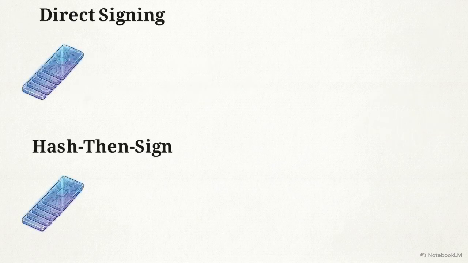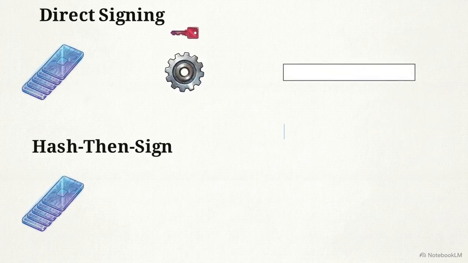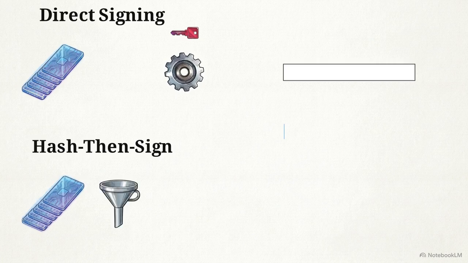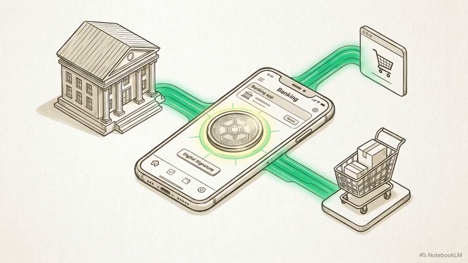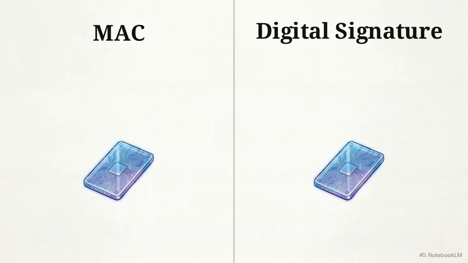A common question is why we bother hashing the message at all instead of just signing the whole document. Using public key mathematics on massive files is slow and computationally expensive. Signing a tiny hash digest solves this, keeping the process fast. By combining hash efficiency with private key mathematical proofs, we create the trust layer used in modern online banking and e-commerce. Let's compare this to message authentication codes, or MACs.